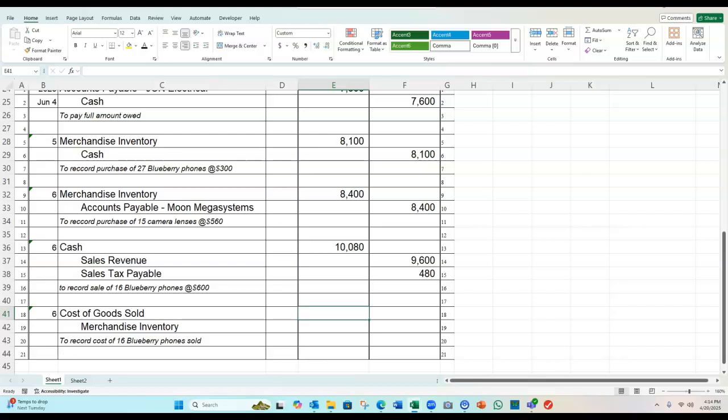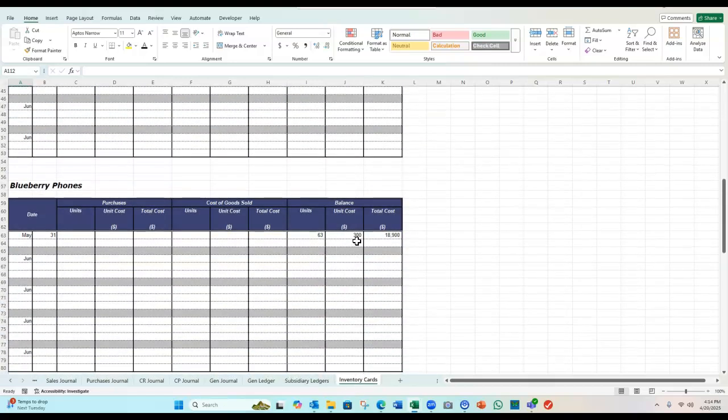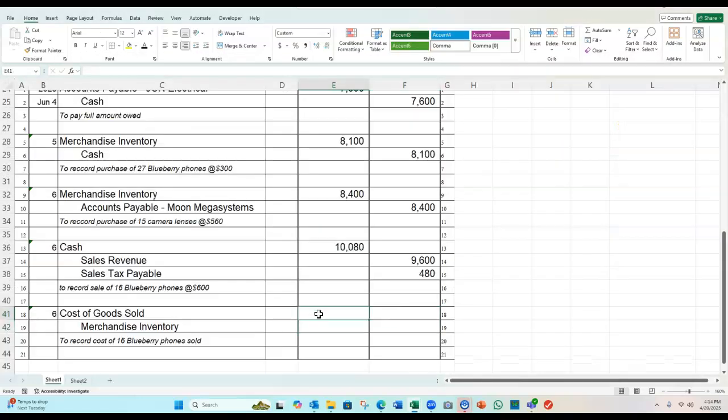So let me show you how we would find out what this is. If we sold 16 Blueberry phones, what would it cost us? So we go to the inventory cards, and we find the Blueberry phones, and they cost us $300 a piece. That's what we have invested in those Blueberry phones. So 16 Blueberry phones would cost us $4,800. That's going to be my cost of goods sold. Those are the two entries I would make: a debit to cash, a credit to sales revenue, and a credit to sales tax payable. We would also make an entry debiting cost of goods sold and crediting merchandise inventory.